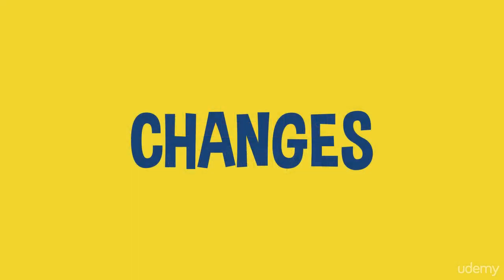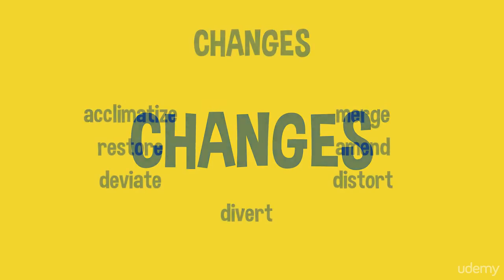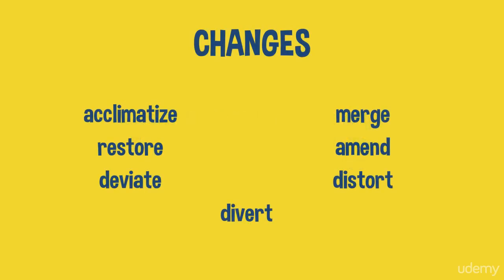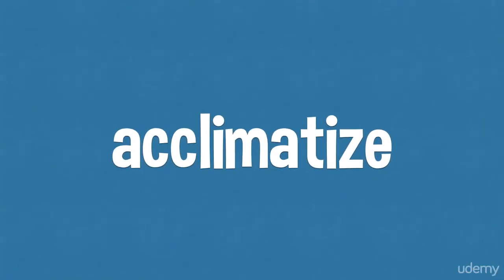In this lecture, we're going to look at some vocabulary for describing changes. And here are the 7 words: acclimatise, merge, restore, amend, deviate, distort, divert. And your first word is acclimatise.